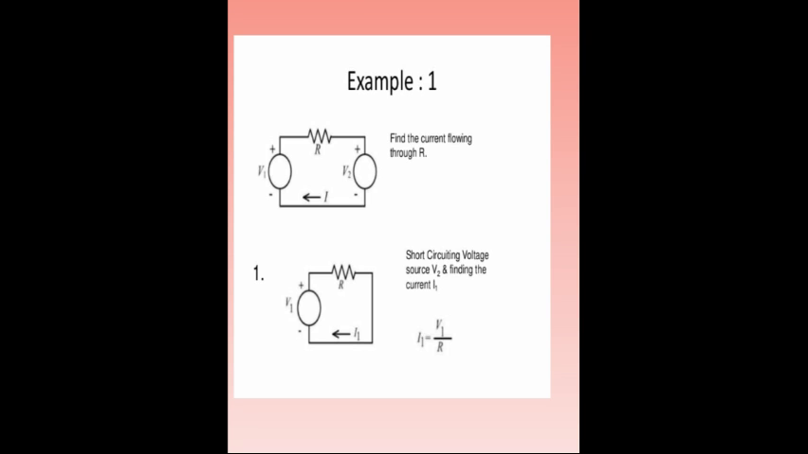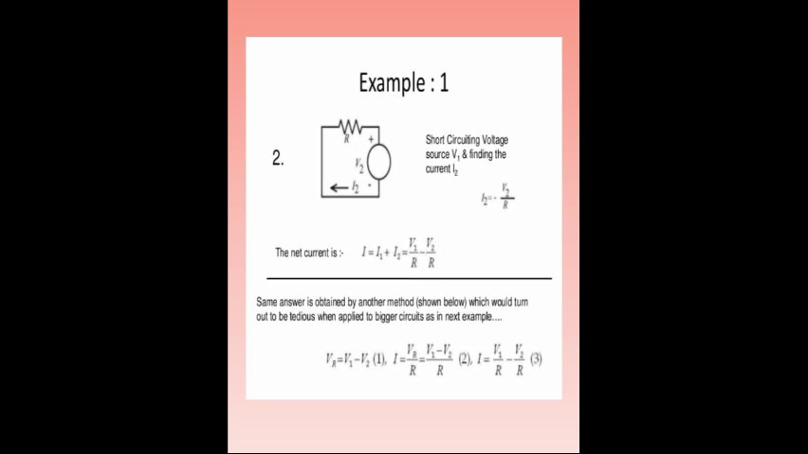So according to superposition theorem, we will keep only one source at a time. So first we have a voltage source of V1 in the network and V2 is replaced as a short circuit. Now the value of current in R due to voltage source V1 is V1 upon R, that is in clockwise direction.